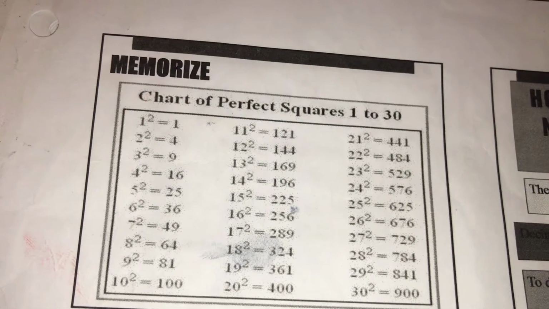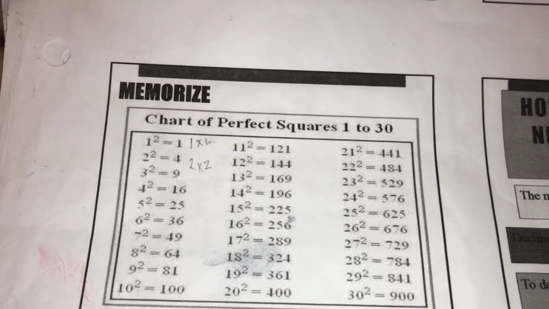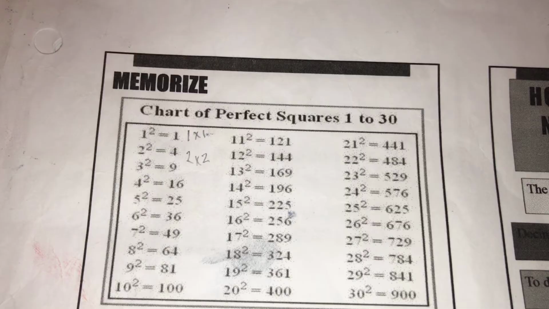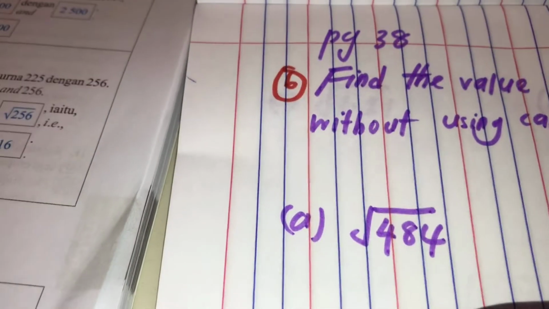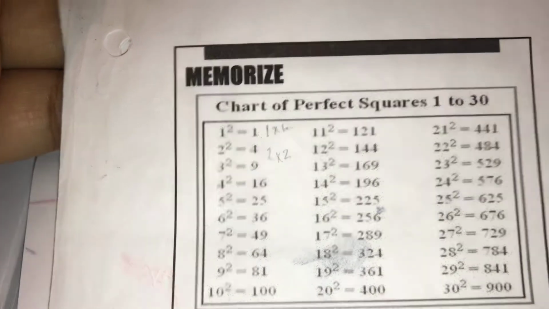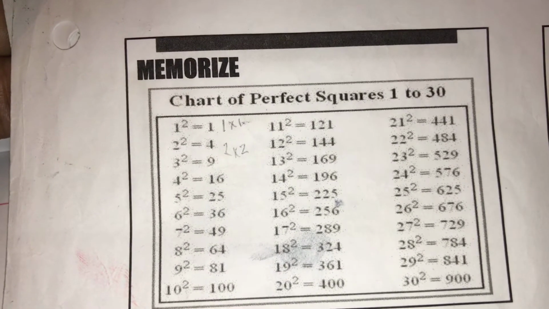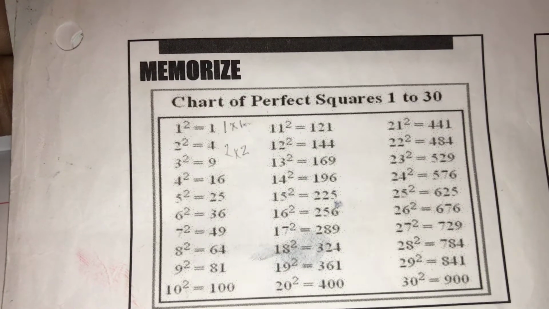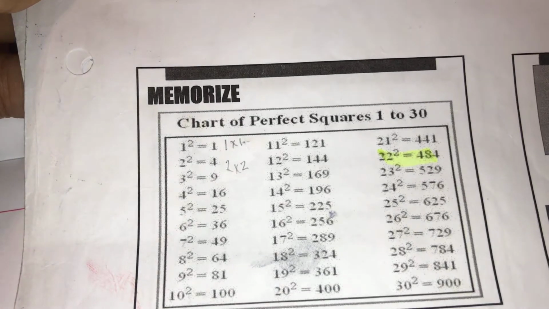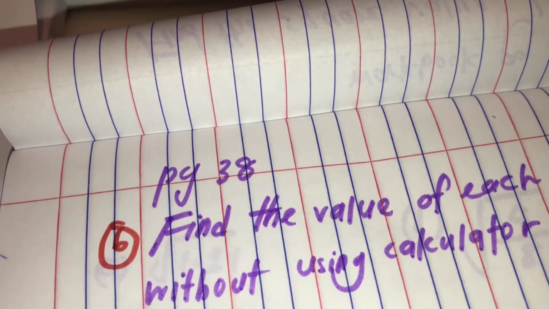1 square means 1 times 1, you get 1. 2 times 2, you get 4. 3 times 3, 9, and so on. So you can memorize all these perfect squares. Now first question, 484. You refer here. If you already memorized this, it is easy to find the answer. 484 equal to 22 square.